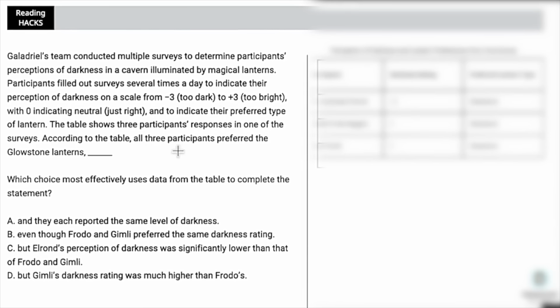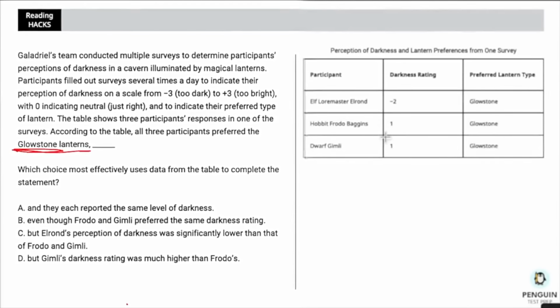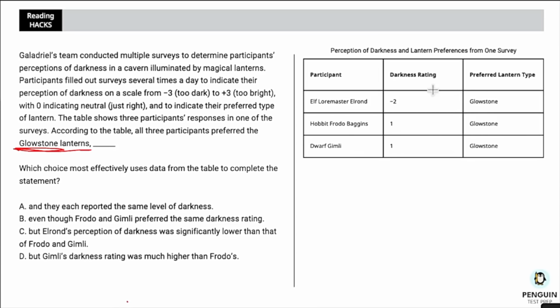If we look here and it says, according to the table, all 3 participants preferred glowstone lanterns. So I'm looking for some sort of evidence to support that they preferred glowstone lanterns. When I get into the answers, though, I realize we have reported the same level of darkness, even though they preferred darkness. There's nothing that's actually supporting that. So instead, it does seem like we have just legitimate facts from the table. So now I'm going to look at the table. Same level of darkness. That's not true. Even though Frodo and Gimli preferred same level, Frodo and Gimli did prefer the same level.